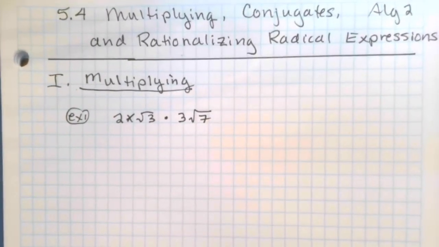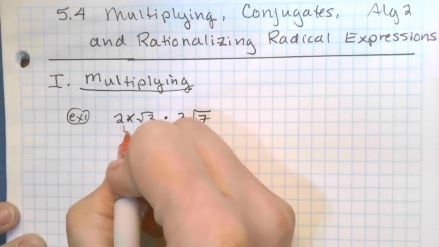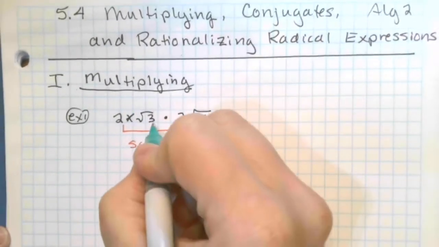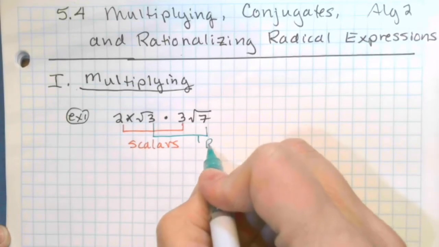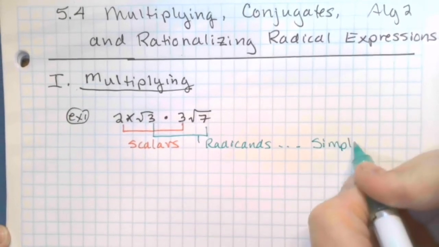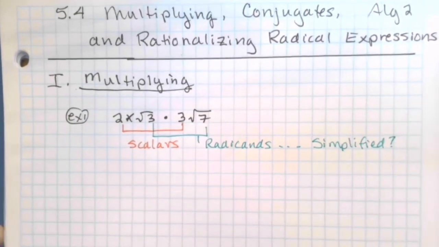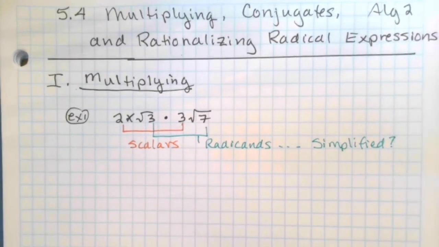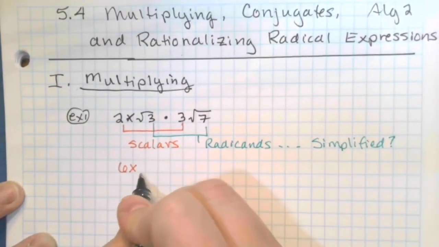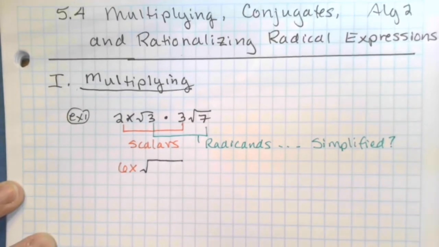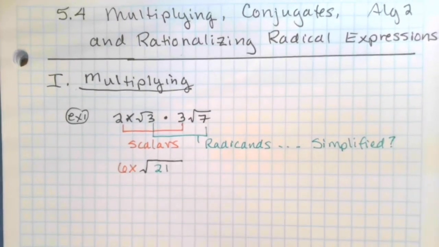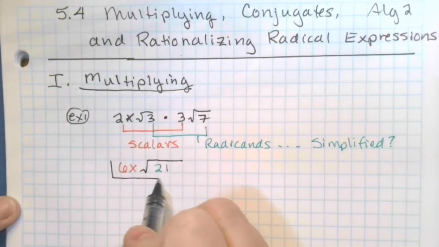When you multiply two monomial radicals, you always multiply the scalars together first, and then you multiply the radicands together second, and then always double check that the radicands are simplified, because oftentimes when you multiply you have a new number and it may simplify out. So 2x times 3 is 6x for the scalars. Inside the radical you have 3 times 7, which is 21. 21 does not have any matching pairs of factors, so we are done.